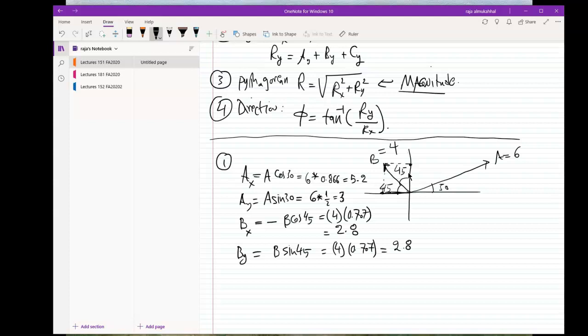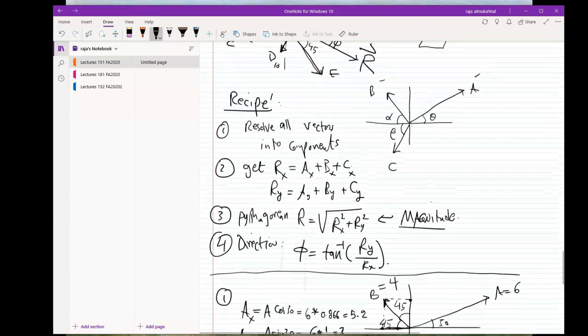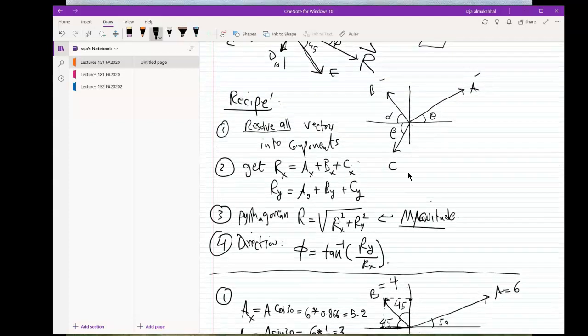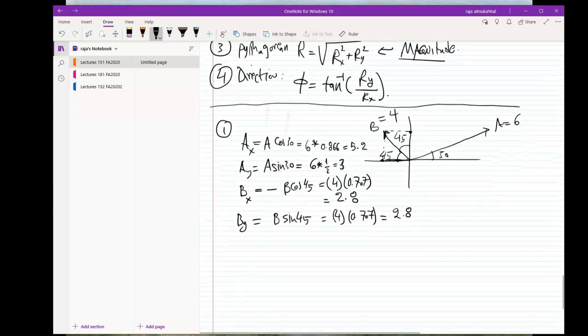And there we go. I got all the components. See? I got all the constituent components. That's the first part of the recipe. It says resolve all vectors into components. There they are. I got them all. Now the next step is I want to find r sub x and r sub y. Simply add up the x components to get r sub x, add up the y components to get r sub y. Okay? Let's do it.